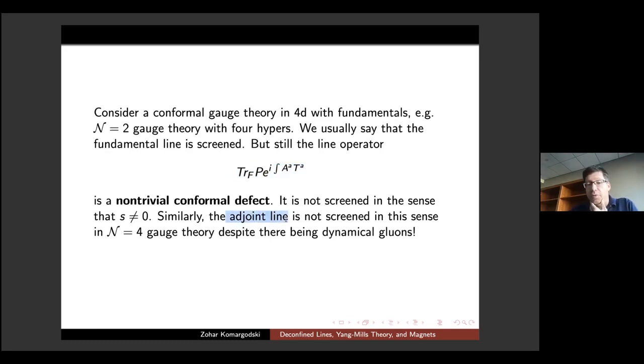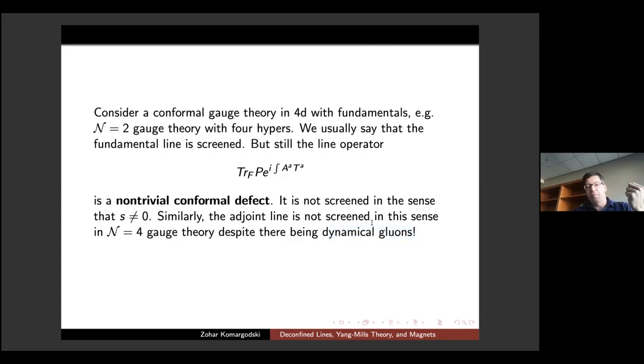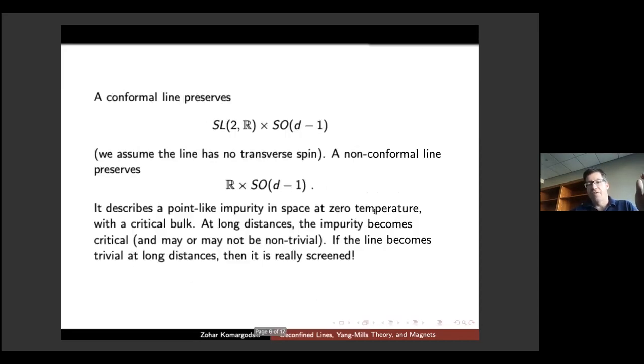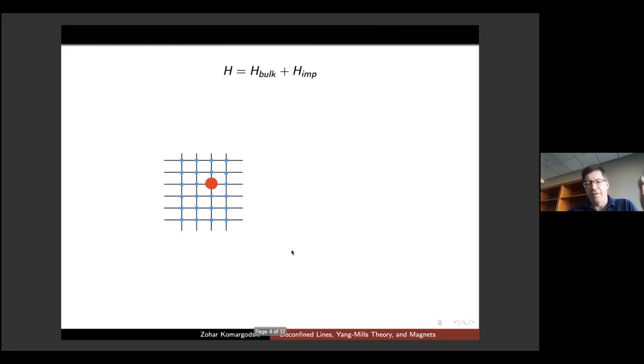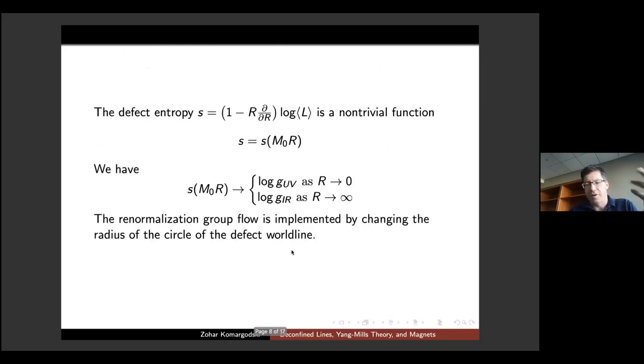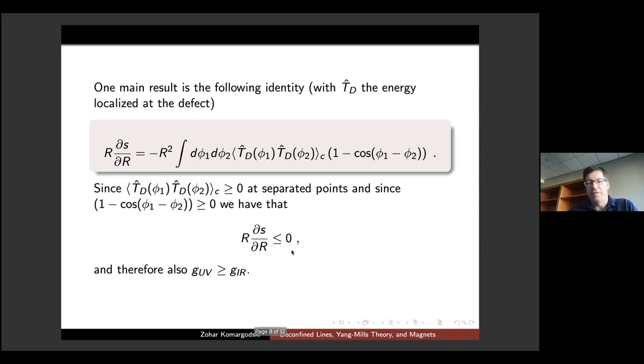Similarly, the adjoint Wilson line in N=4 super Yang-Mills theory is not screened either, even though there are dynamical gluons. So screening should really be interpreted in the most refined sense as having a line operator which is a trivial unit operator. But even line operators that you might think are screened in the textbook sense, that there are fundamental quarks in the action or whatever, they might not be actually screened. They might furnish a highly non-trivial defect conformal field theory.